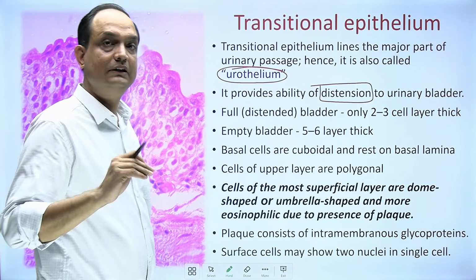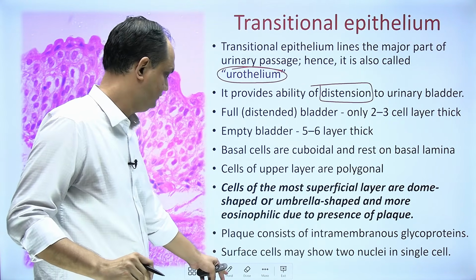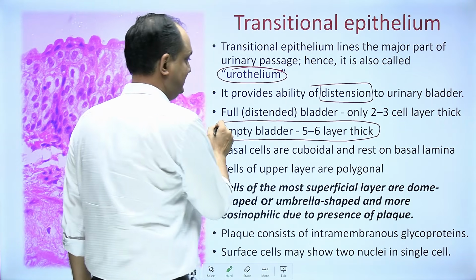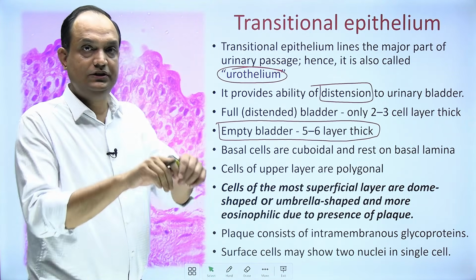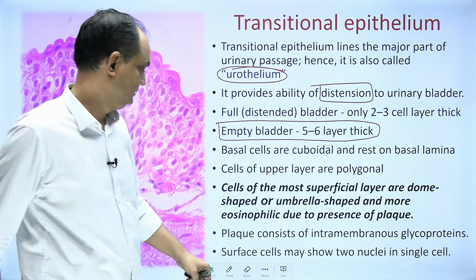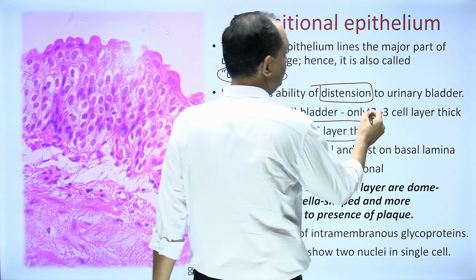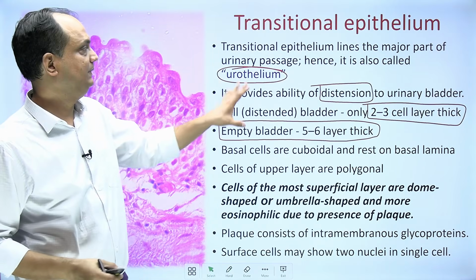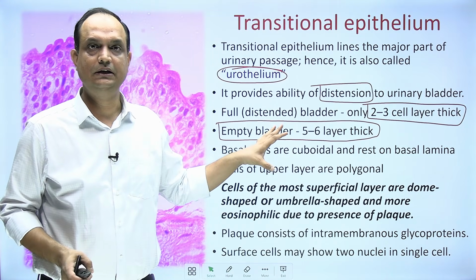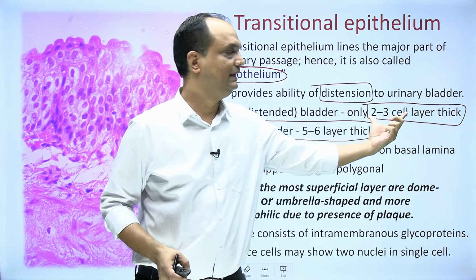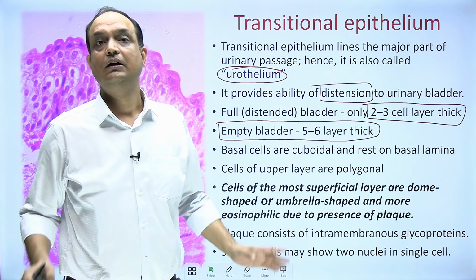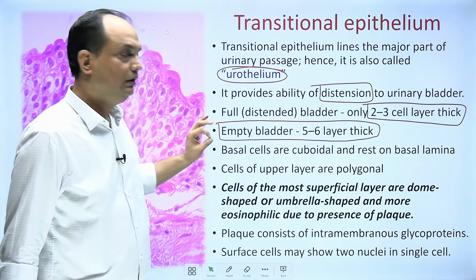And what is the cell thickness? Now, this is a question of your exam. So, in an empty bladder, it is 5 to 6 layers thick. But when the stretching occurs in a full bladder, the epithelium will become 2 to 3 cell layers thick. Clear? So, transitional epithelium is again a stratified epithelium. It has 2 to 3 cell layers when it is stretched, and 5 to 6 layers when it is relaxed. So, this is the one thing.